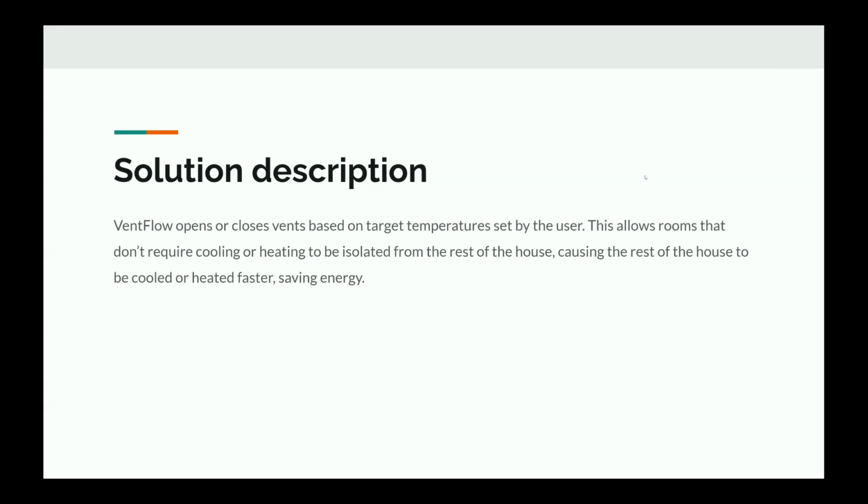So Vent Flow basically just opens and closes vents based on target temperatures set by the user. And this allows rooms that don't require cooling or heating to be isolated from the rest of the house, which causes the rest of the house to be cooled or heated faster. And this saves energy. So for example, if one room had a target temperature of 75 degrees, once the house cooled down to 75 degrees, that room would no longer need to be cooled. And so the rest of the power would only need to be diverted to the rest of the house. And this process would go a lot faster, and this saves a lot of energy.